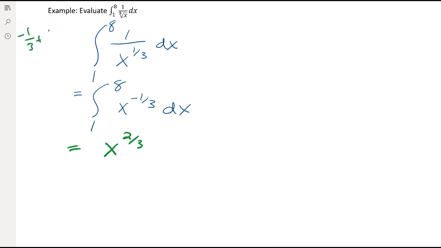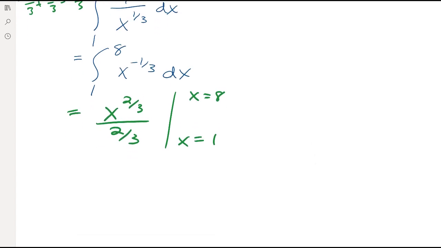Negative 1/3 plus 3 over 3, 2/3 power. Okay. X to the 2/3, remember we have to divide by that same power, 2/3. Okay, plus c, I'm not going to worry about it right now. And this is going to be evaluated from x equals 1 to x equals 8. I like to rewrite my dividing by 2/3. We talked about this a few times now in previous videos, but that's going to be 3/2 times x to the 2/3. X equals 1 to 8.